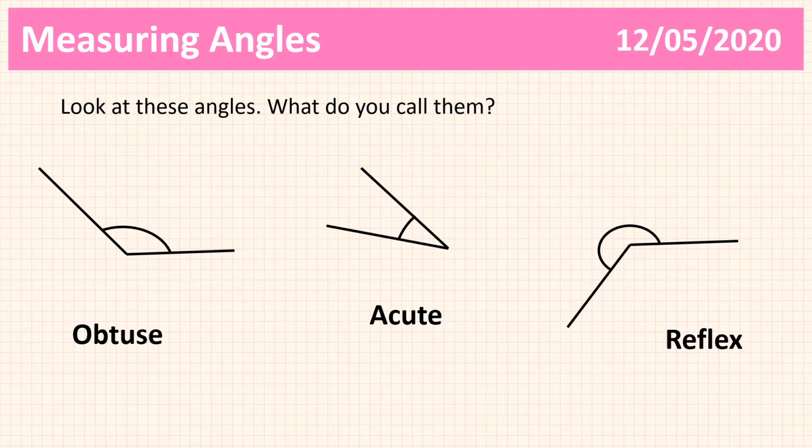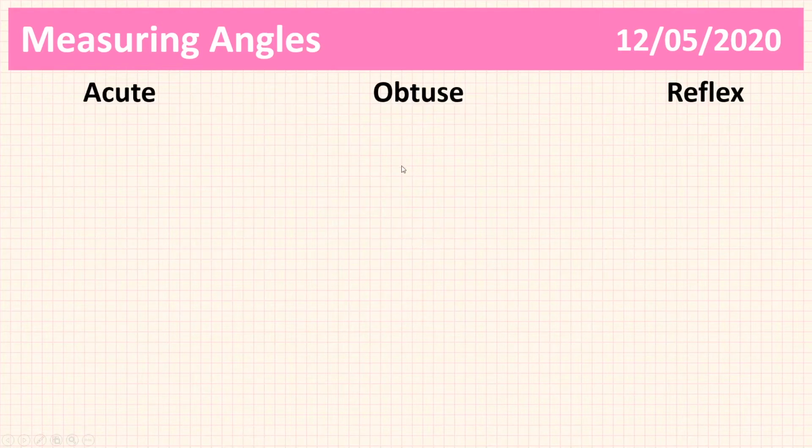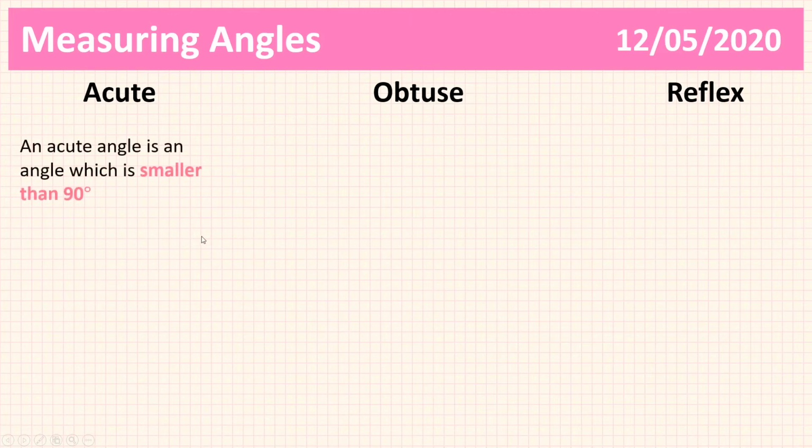What makes an acute angle? What makes an obtuse angle? What makes a reflex angle? Okay, so let's have a look at some of these definitions. An acute angle is an angle which is smaller than 90 degrees. Any angle smaller than 90 degrees is called acute.